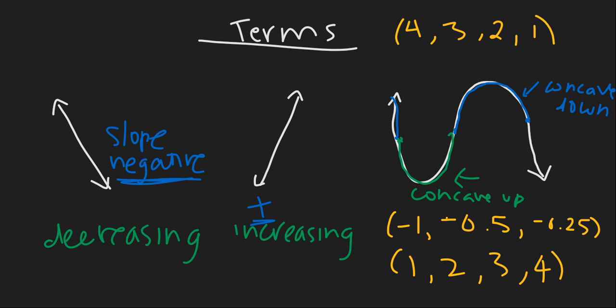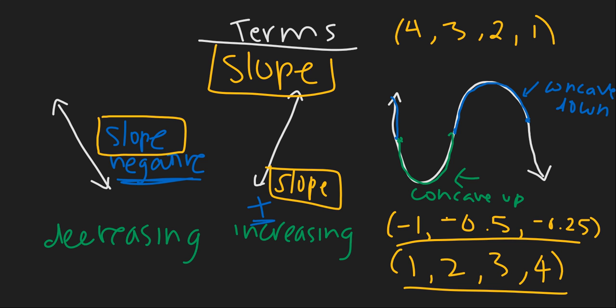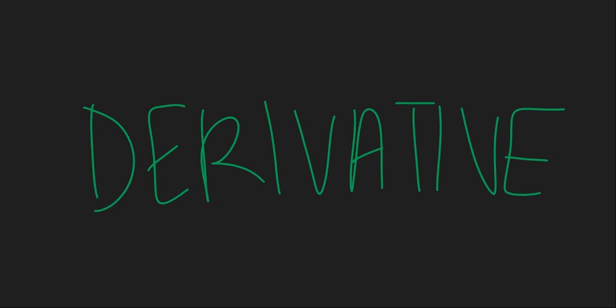But how do we figure out from a function where it's increasing, where it's decreasing, where it's concave up, and where it's concave down? Well, let's look at some important details here. Everything is related to the slope. Here, slope negative. Here, slope is positive. Here, it's whether the slope is decreasing or increasing. So all of these are dependent on the slope. And what's another word for slope? You guessed it, the derivative.